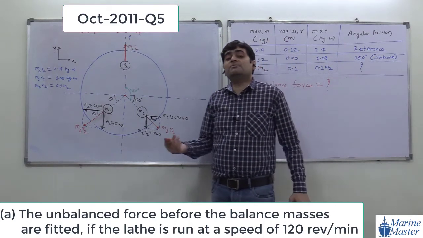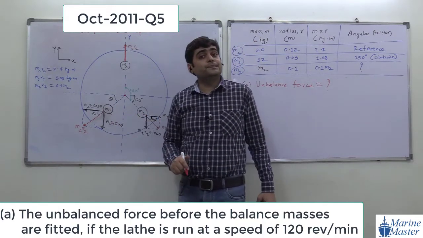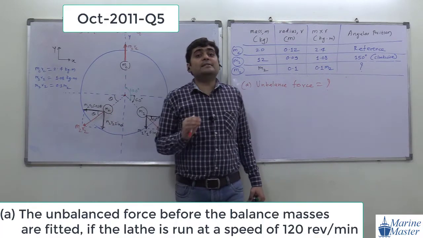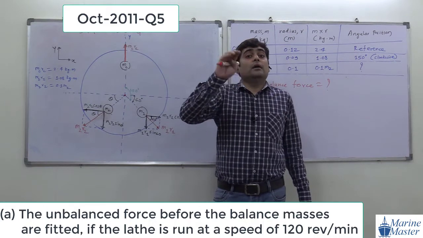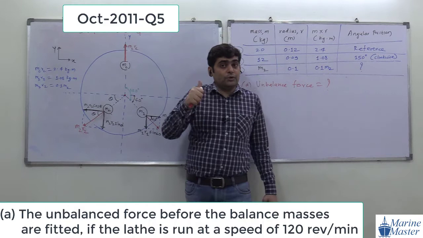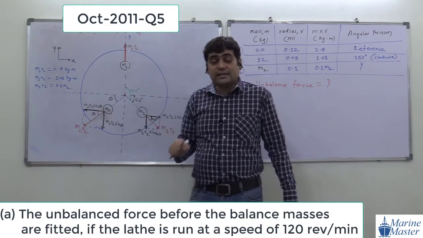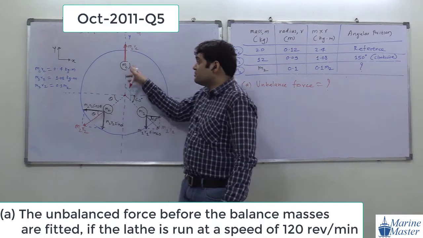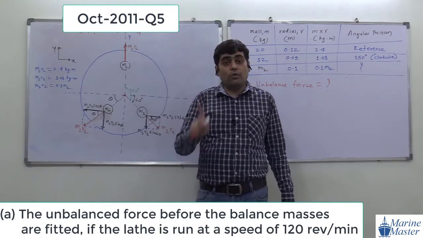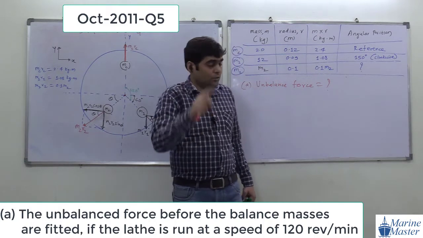So before the balanced masses are fitted, which are the balanced masses here? M1 and M2. Means here unbalance is created by what? In the previous question, unbalance was created by three masses, M1, M2 and M3, means A, B, C. But here unbalance is created by only one mass, that is the casting. Okay guys, are you getting my point?